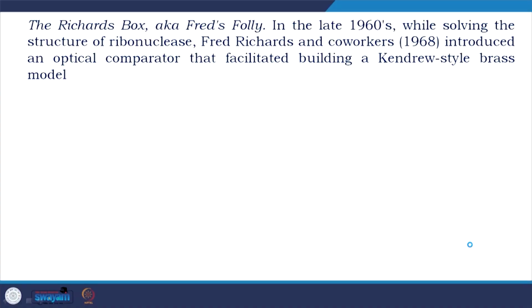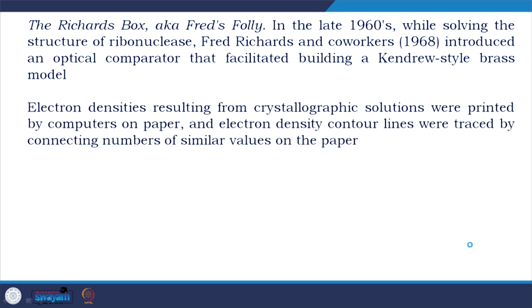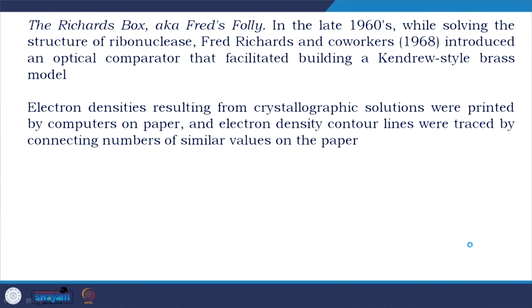The Richards box, aka Fred's folly. In the late 1960s, while solving the structure of ribonuclease, Fred Richards and co-workers introduced an optical comparator that facilitated building a Kendrew style brass model. Electron densities resulting from crystallographic solutions were printed by computer on paper. This is the first time when the computer is actually coming to be involved, and from there the idea of computer graphics was developed. And electron density contour lines were traced by connecting numbers of similar values on the paper.